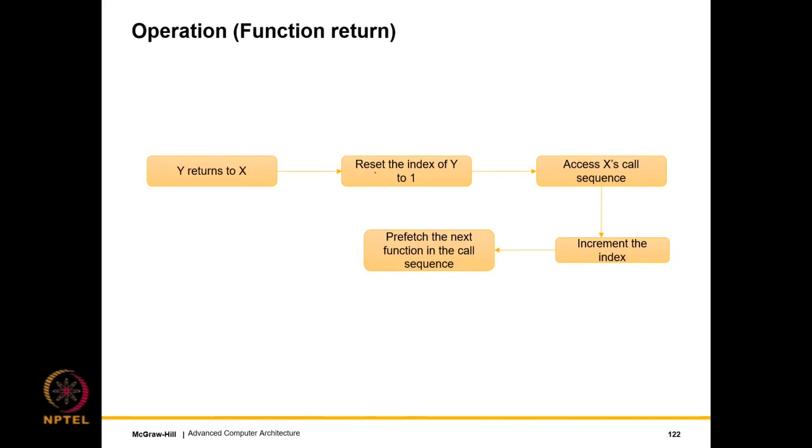If we access the call sequence of function x, what we do is we increment the index, because let's say if x was calling y, then after that it will call some other function. So we increment the index, and let's say that is function z. So we prefetch the next function in the call sequence. So basically, increment the index and we prefetch the code of function z, which is what we had described 2 slides ago. So this is how a call graph history cache works, where the code of one function is prefetched, then the next, then the next, then the next, and so on.